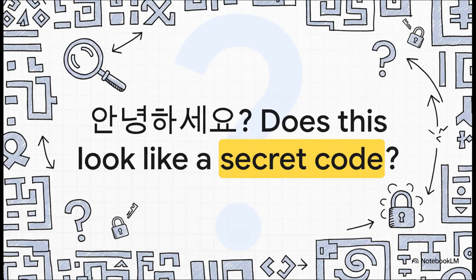I mean, look at this. 안녕 하세요. To most people, this looks like a beautiful but totally unreadable collection of symbols, kind of like a secret code. And hey, if that's what you're seeing, you're not alone. That's the first impression for almost everyone. But here's the secret. The Korean alphabet, Hangul, was actually designed to be the exact opposite of a secret.